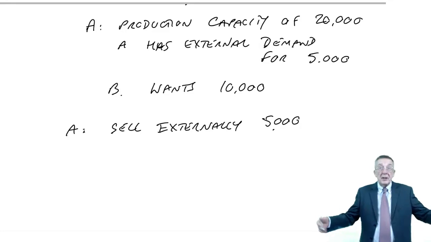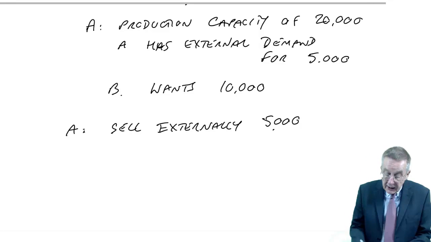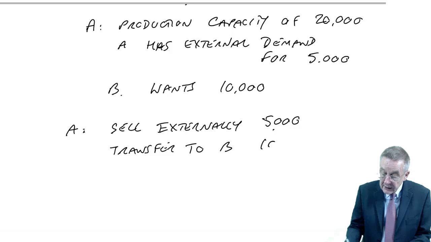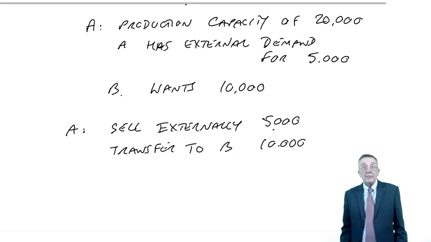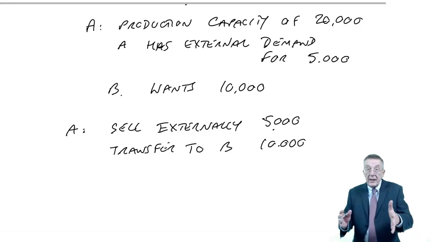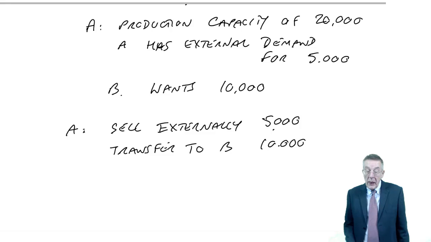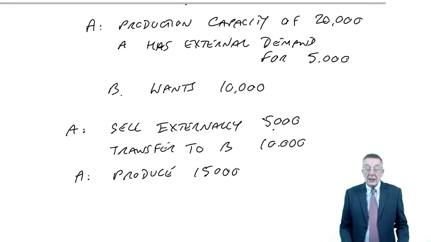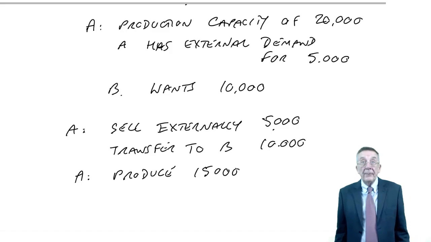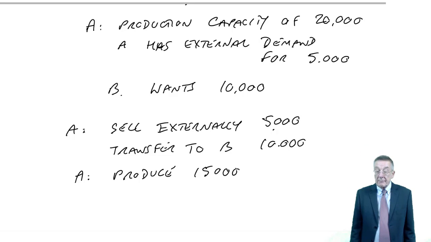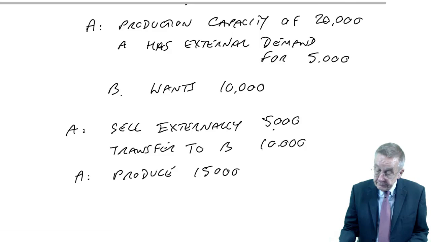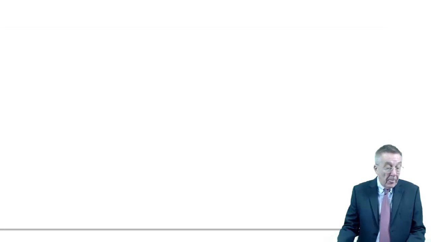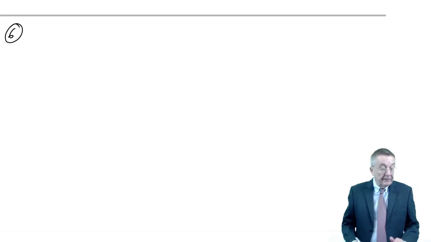In addition, B wants 10,000. Well, A's got plenty of production capacity left, and so they'll also transfer to B the 10,000 they want, provided the transfer price gives them a profit, provided the transfer price was within that range. It was more than 15. And therefore, A will produce 15,000. They're capable of producing 20,000, but obviously there's no point in producing more than we can actually sell. However, the real thing here was the transfer price. I think I've said enough. Look now at example 6.